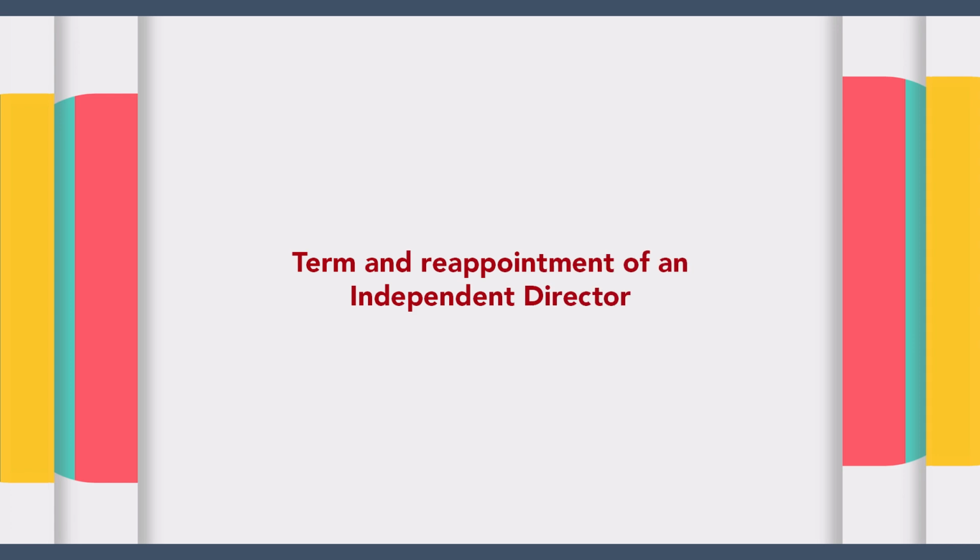Term and reappointment of an independent director. Subject to the provisions of Section 152, an independent director shall hold office for a term up to 5 consecutive years on the board of a company. He shall be eligible for reappointment only on the passing of a special resolution by the company and disclosure of such appointment in the board's report.